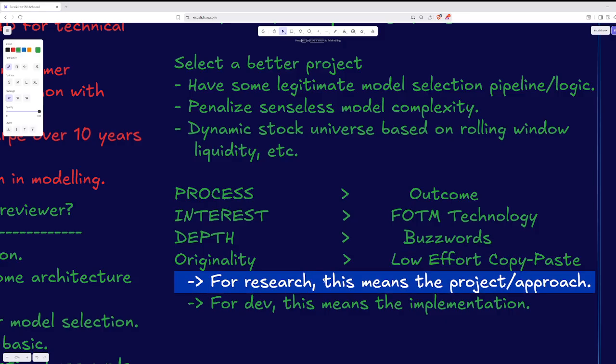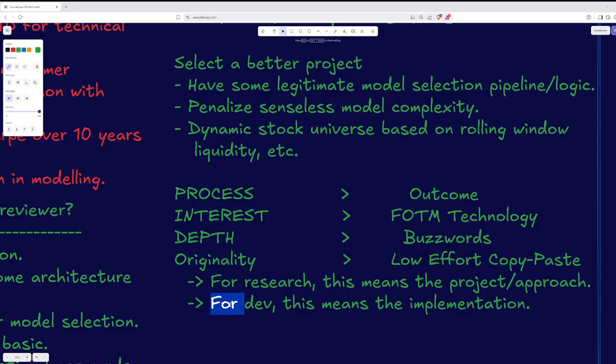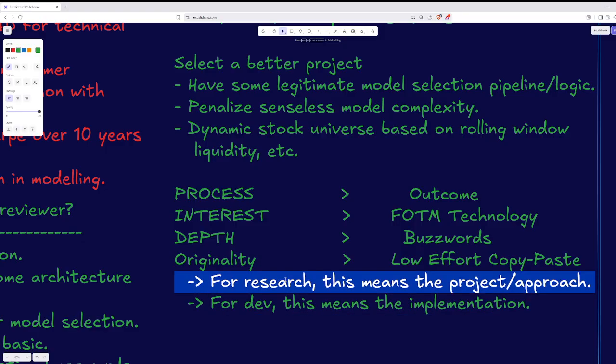Now, for research, this does mean that the project itself or the approach should be original. But for dev, it can just be the implementation. So you can, again, take some model that's already implemented in a bunch of places and do it yourself, but better for some particular use case. Likewise, you could take some model off the shelf that is used for a bunch of financial instruments and maybe tune it to a very exotic derivative product or something.